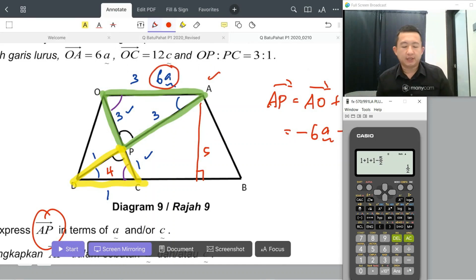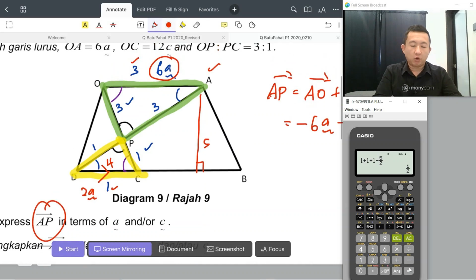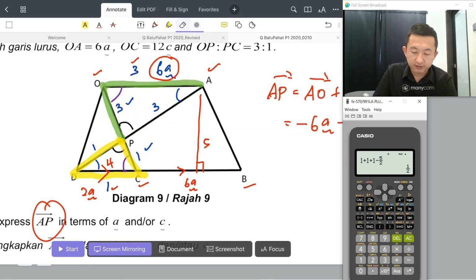So 0 to A, the vector 6A. 6A is ratio 3. Now DC is ratio 1. Can you tell what is the vector for DC? You can tell, right? Ratio part. So that is 3, that is 1. So DC, the vector is 2A. Okay? And then you look at OA. OA and CB, the vector same or not? Same, parallelogram. So CB, the vector is also 6A. Okay, now you have the similar triangle.